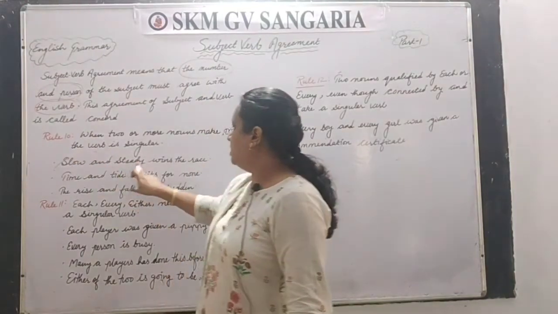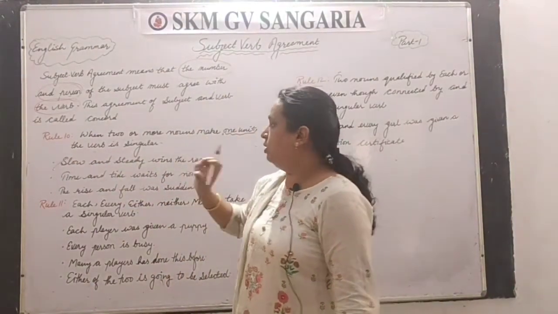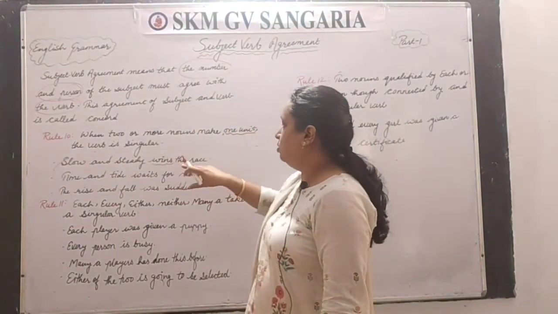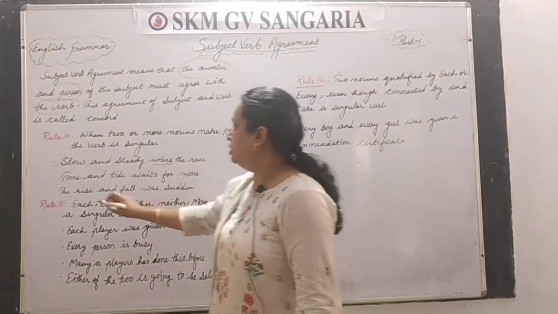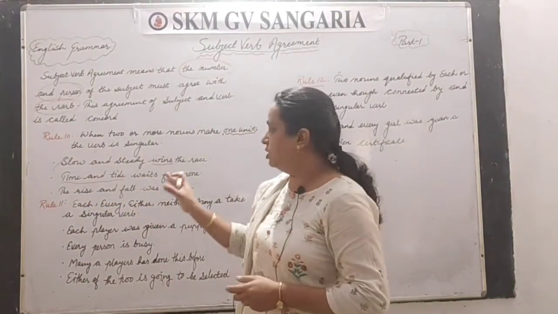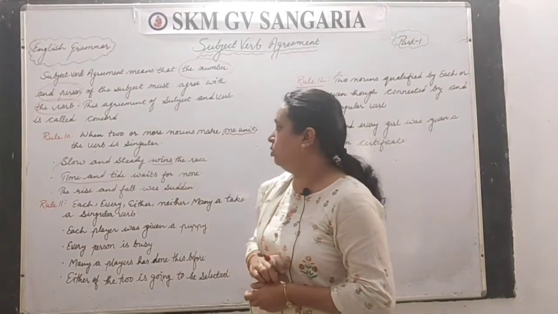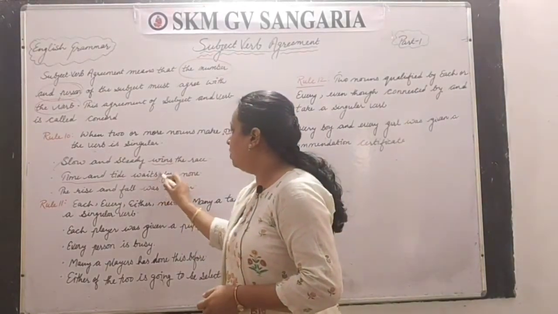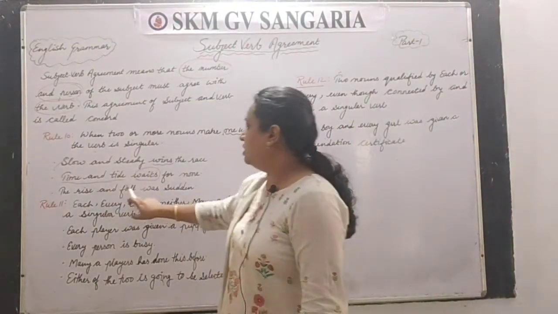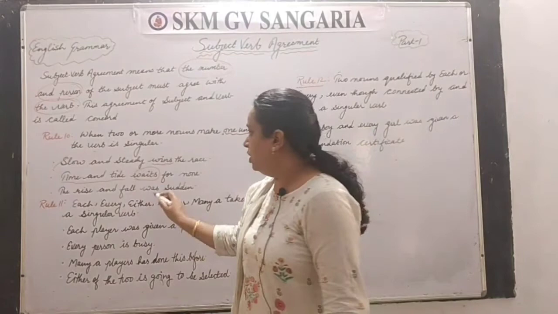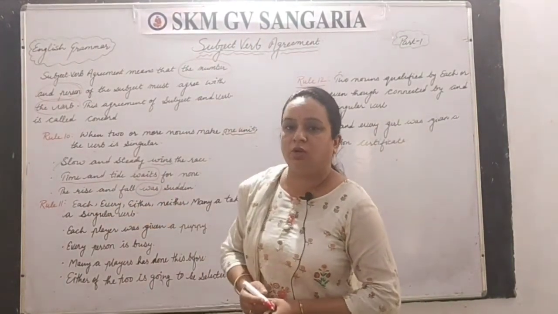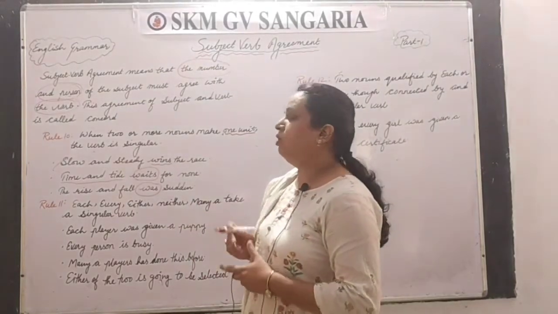Like slow and steady wins the race. This slow and steady is making one unit here. Next one is time and tide. Time and tide goes in one direction. This is completing one unit only, so time and tide waits for none, right? Next one, the rise and fall was sudden. So rise and fall is making one unit only. So this is a singular verb.